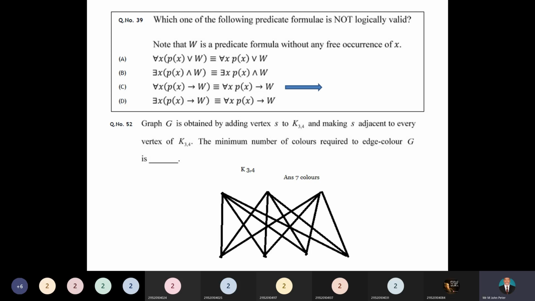Edge coloring. We have to study it. So different colors you have to give. For example, take the first vertex: how many edges are incident with that? That is degree 4. For that, you have to give 4 different colors. Adjacent edges should not have the same color, as per the edge coloring concept.